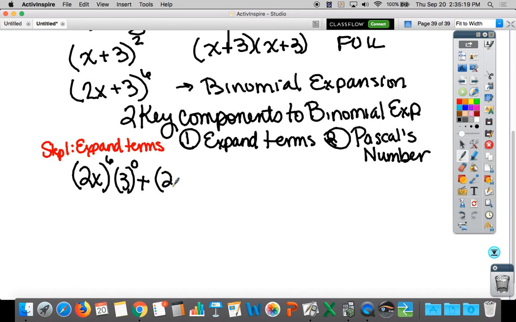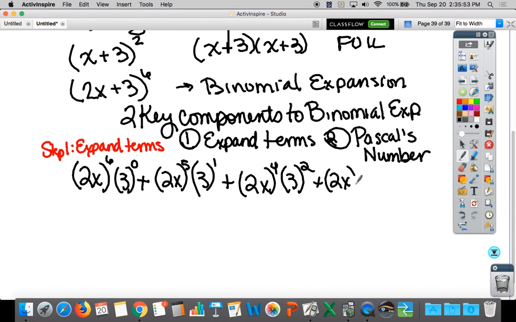Then the first term goes down by 1 power, and the second term goes up. This should still add to 6, or whatever this is up here. So 2x goes down to 4, and 3 goes up to 2. I'm still adding to 6. That's called the degree. All right. 2x goes to 3. 3 goes to 3.